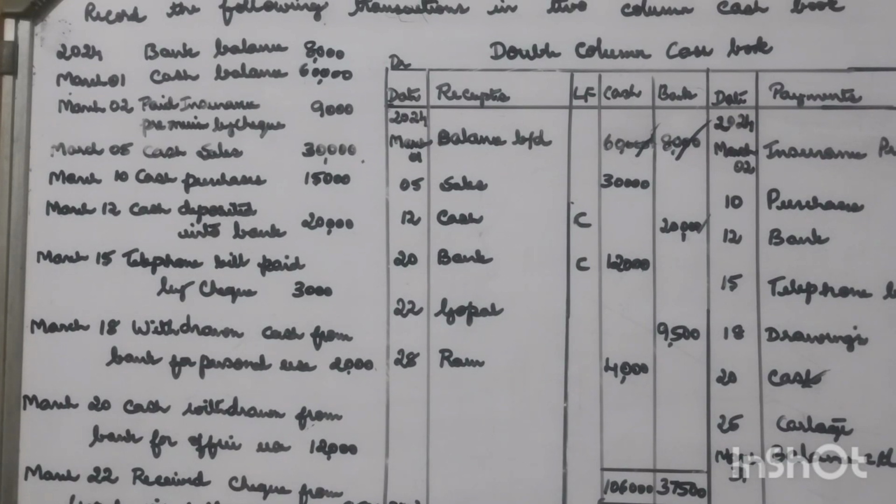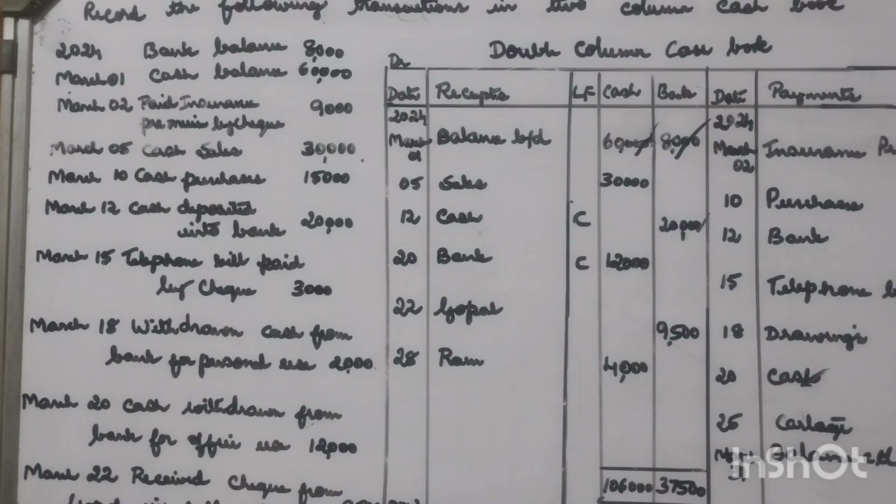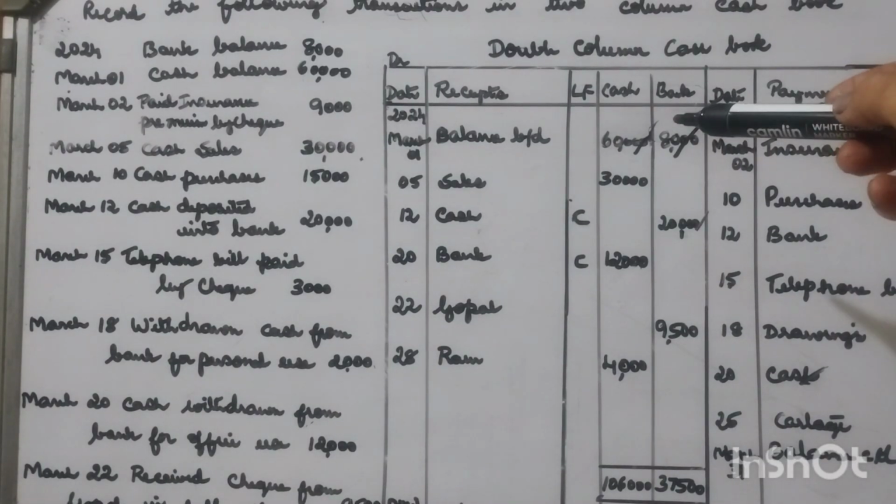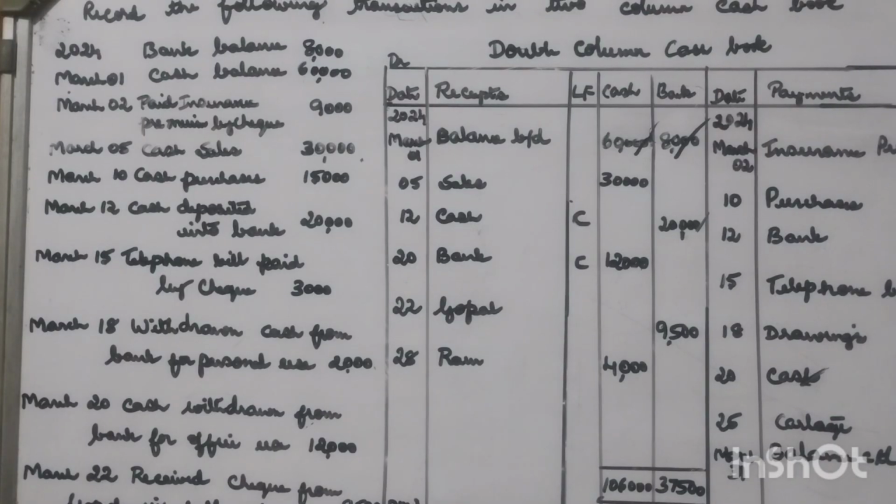Here is a question. 2024 March 1st, bank balance is given as 8,000, cash balance given as 60,000. So it has to be recorded as balance brought down under cash column 60,000, bank column 8,000. That is the first entry.